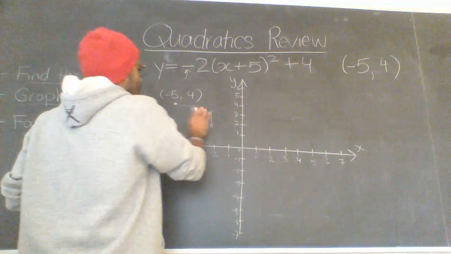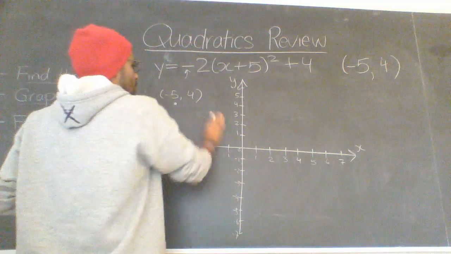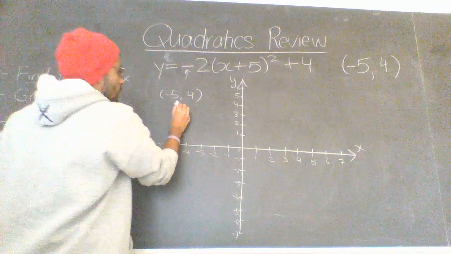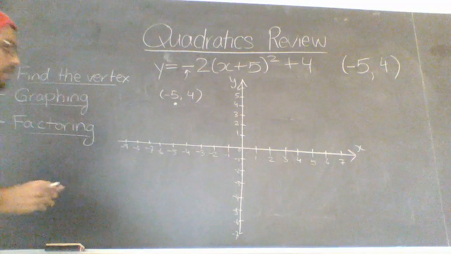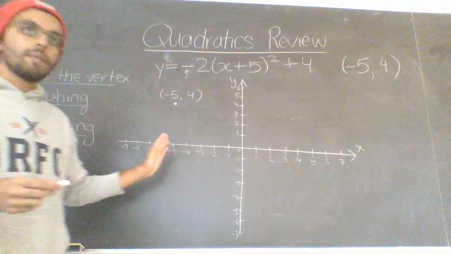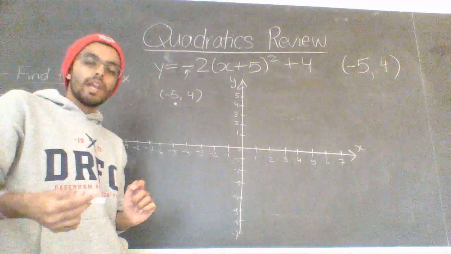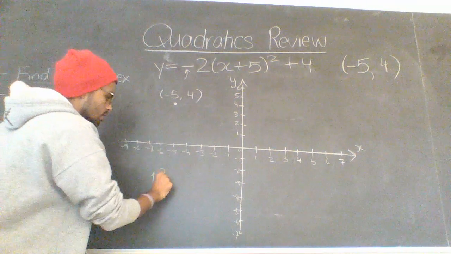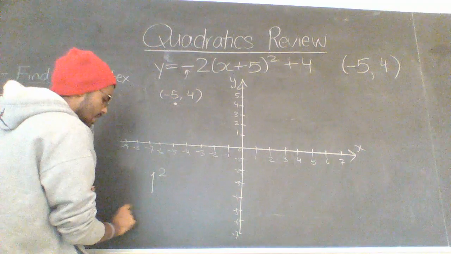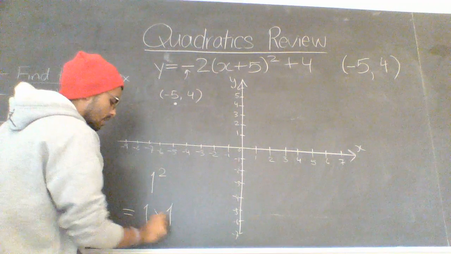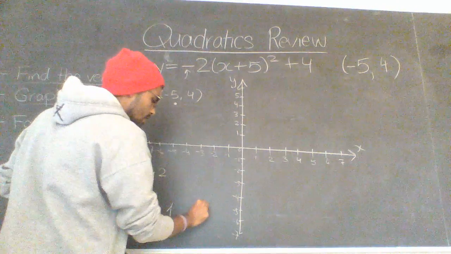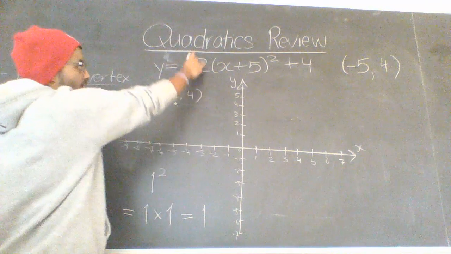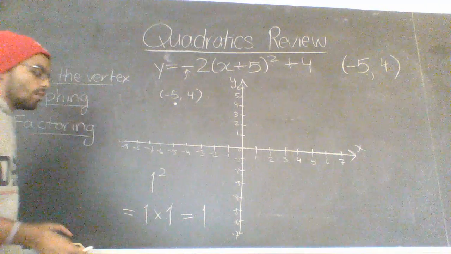All right, so let's see this in action. We start with our vertex at -5, 4, and let's move over 1 unit in the x direction. That means we have to move 1 unit squared in the y direction. So you take that number and multiply it by itself. 1 times 1 equals 1. No problem so far. If we didn't have this 2, then we would only go 1 unit.